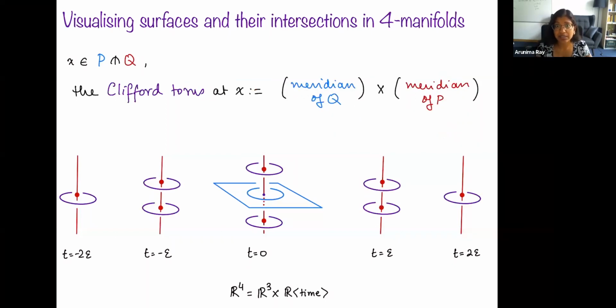So I have these meridians of P and Q. These are S1s, and I want to take the product of them. It's a product of S1s. It's going to be a torus, and this one's an important one, so it gets a name. It's called the Clifford torus. So what's a picture of this?